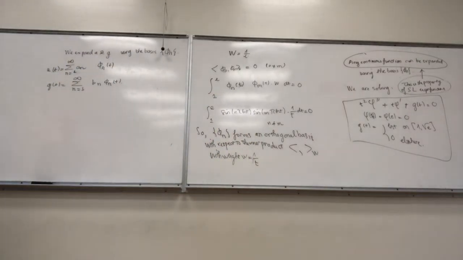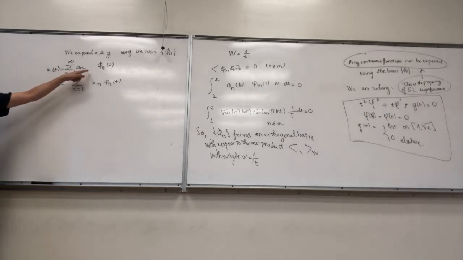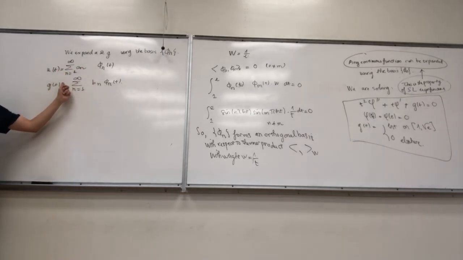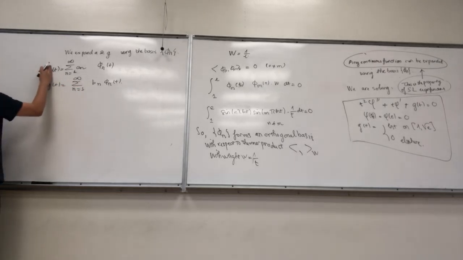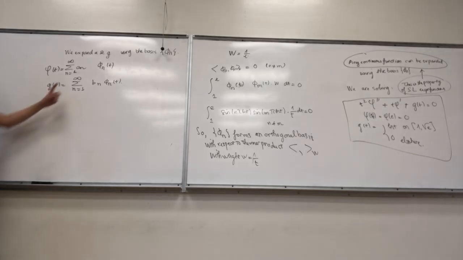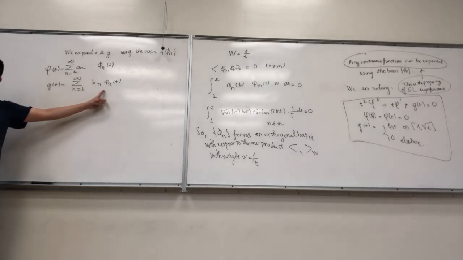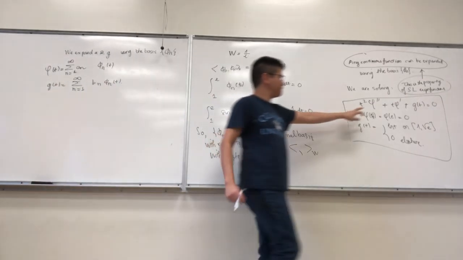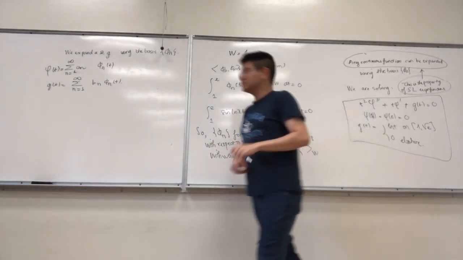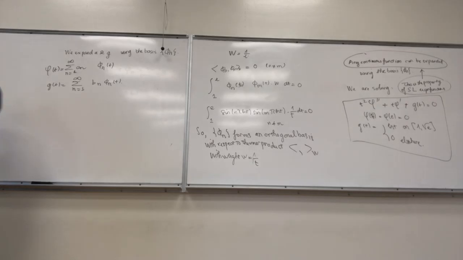Now, the next step is to expand u using this basis, so I'm going to expand u as a_n phi_n. Because u is the unknown, we have to find a_n. But we can also expand g in terms of this basis. So how can I compute the coefficient of g?